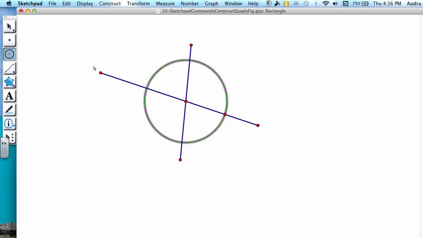Next, select the point tool, which is the second button down, and construct the three remaining points that intersect our two lines. And because we already had one point that was on the line and the circle, we didn't have to construct a fourth. Then select your segment tool, which is the fourth button down, and connect these four intersection points between the circle and the line segments.